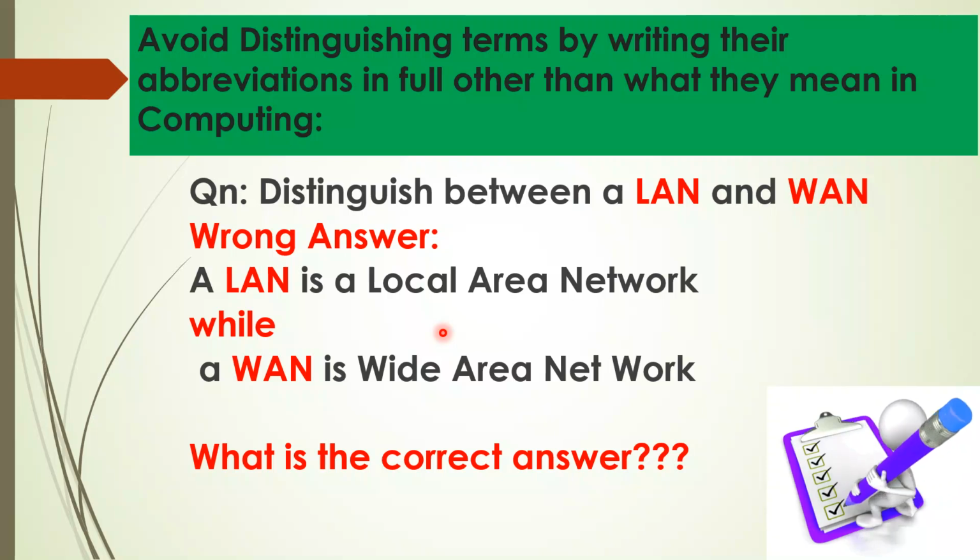Same applies to LAN and WAN. Don't say that LAN is a local area network while WAN is a wide area network. Please avoid that. One would say that LAN covers a small geographical area such as a computer lab network or a school network, while WAN is a network that covers a large geographical area such as a nation or worldwide, because WAN is the internet generally. So we said you need to give examples so that they are clear.